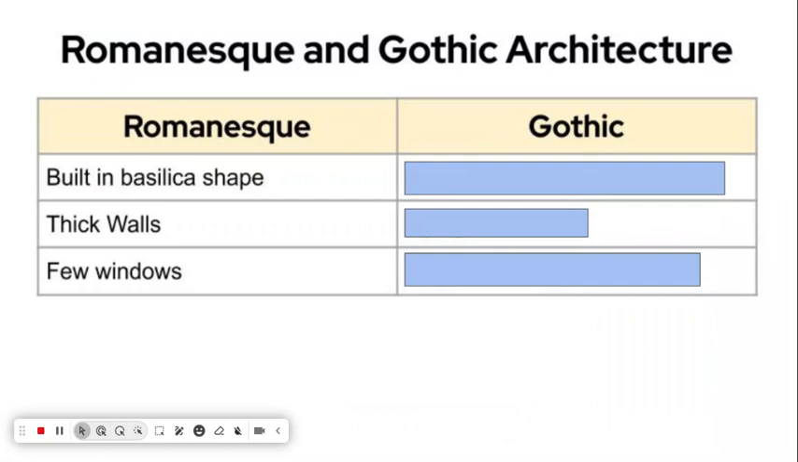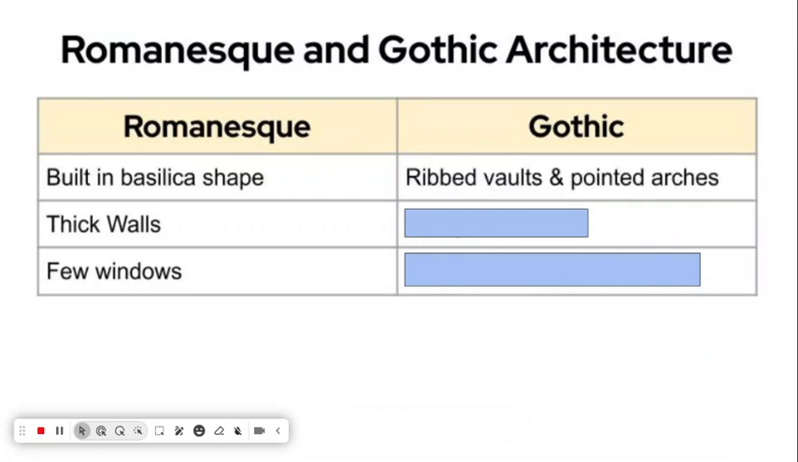Okay, the Gothic design, you have ribbed vaults, you've got pointed arches. This allows for the roof or the ceiling to be supported, but it also opens everything up a little bit, so you have very high ceilings and an open interior.